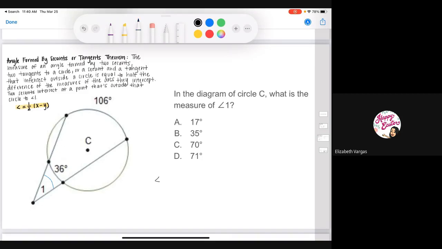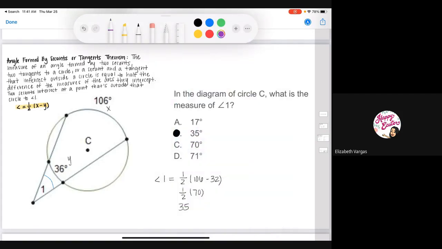Therefore, we can solve for the measure of angle 1 by using this equation. And then x and y are interchangeable, whatever you wanted them to be. So I'll say this is x and this is y. So basically, I just plug that in. But in this case, we're using minus because we have the angles formed by secants or tangents theorem. And so 106 minus 36 is 70. Multiplied by half gives me 35. So my missing angle measure is 35.